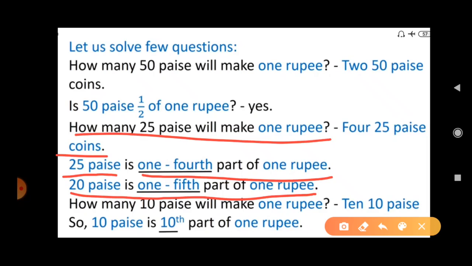Now, how many 10 paise will make 1 rupee? So, we can say that 10 10 paise will make 1 rupee because 10 tens are 100, and 100 paise is equal to 1 rupee, right? So, 10 paise is 10th part of 1 rupee.